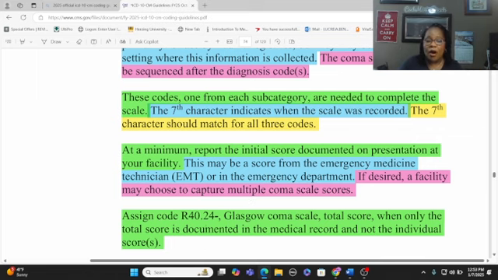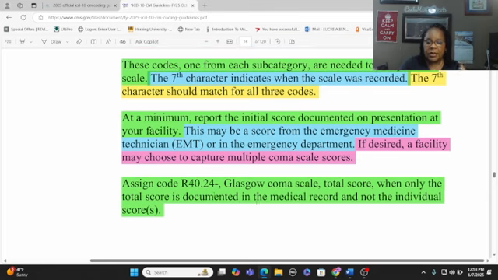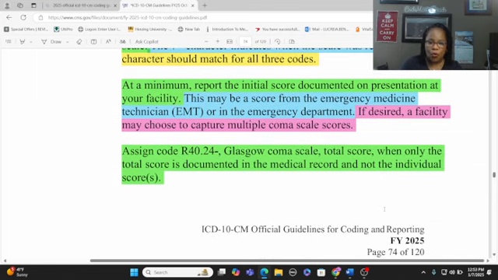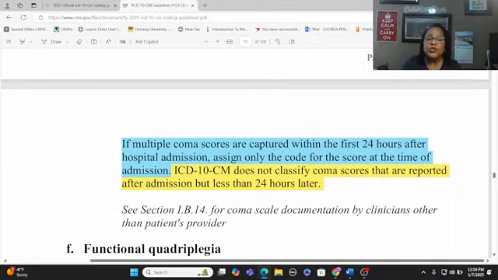But assign code R40.24, Glasgow Coma Scale, total score, when only the total score is documented in the medical record and not the individual scores. If multiple coma scores are captured within the first 24 hours after hospital admission, assign only the code for the score at the time of admission. ICD-10-CM does not classify coma scores that are reported after admission but less than 24 hours later.